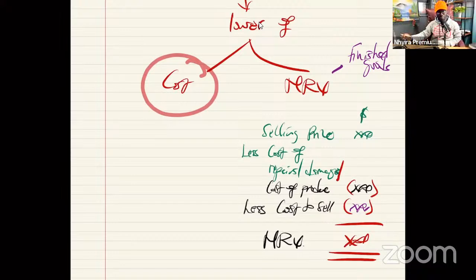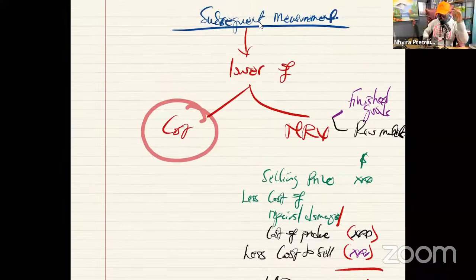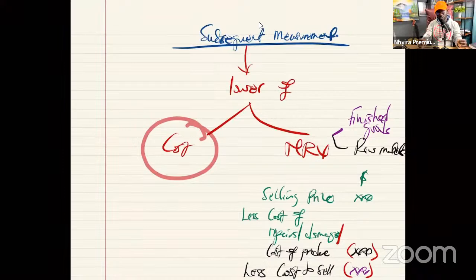But sometimes we can also determine the net realizable value of raw materials. That is, if the entity decides to convert the raw materials into finished goods, then what will be the net realizable value? So that we can compare the net realizable value when we convert the raw material into finished goods with its original cost, and the one that is lower becomes the amount at which the inventory will be carried in our books.